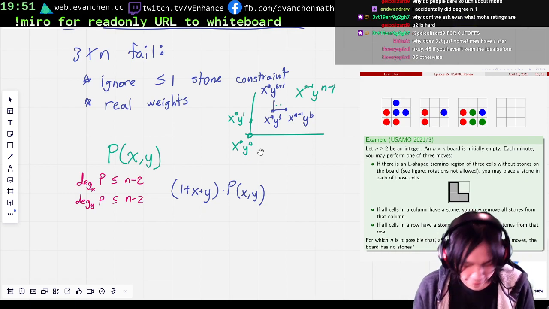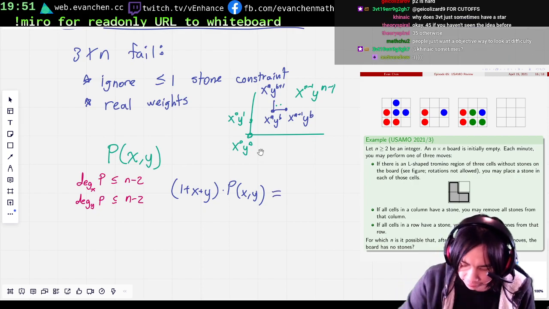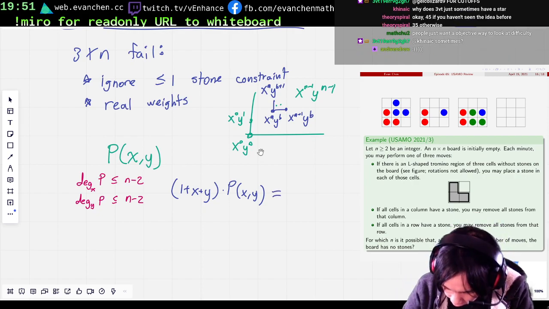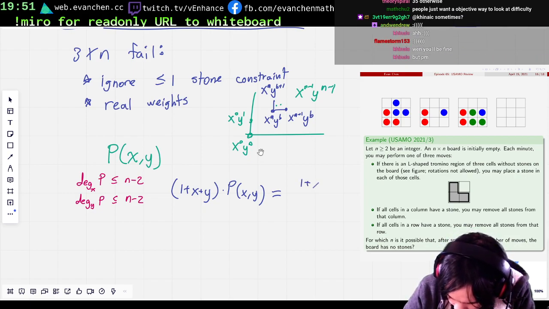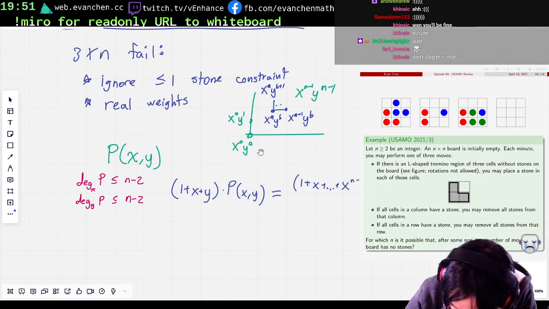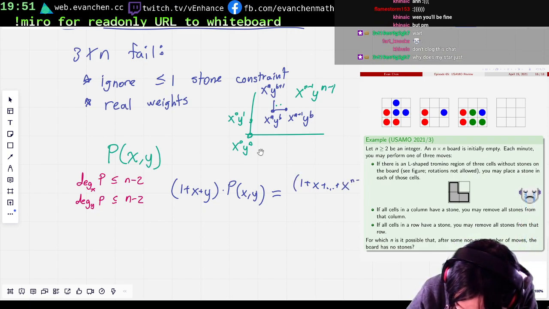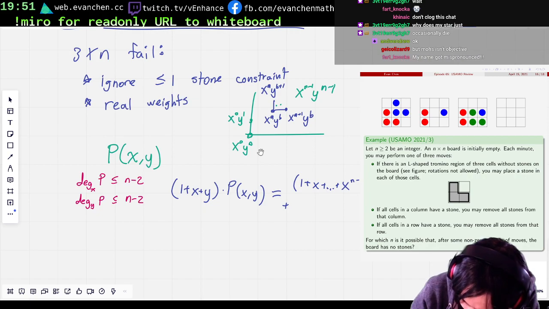Alright, so the point is that this thing apparently corresponds to something where I can clear all the rows and columns. So it means it's in 1 plus x up to x to the n minus 1 times some y polynomial. We'll call it blah of y. I want to emphasize it doesn't really matter what it is, honestly. It can even have other stuff mixed in.